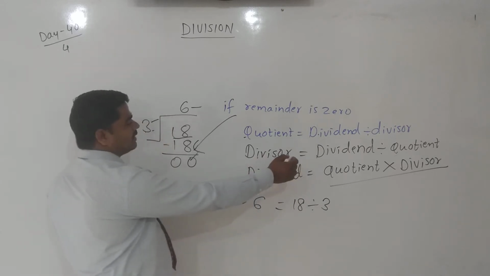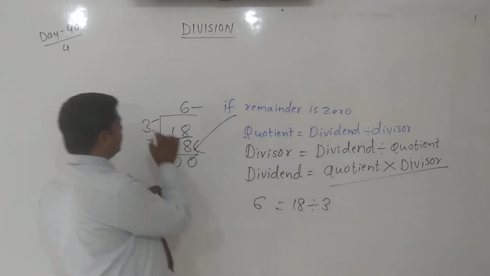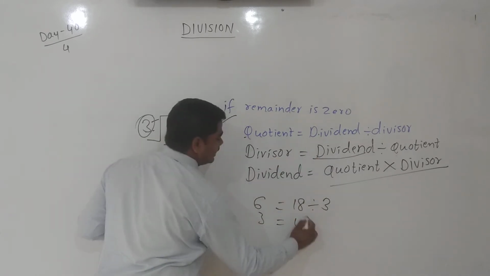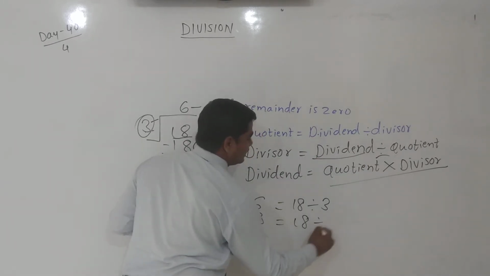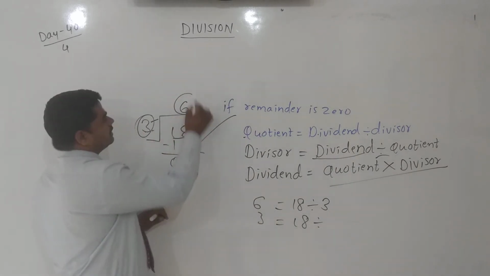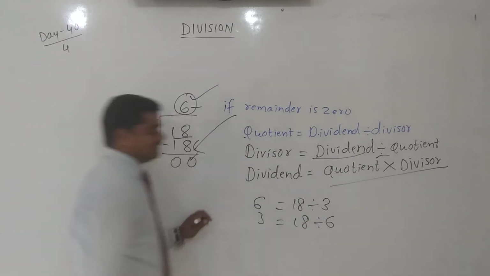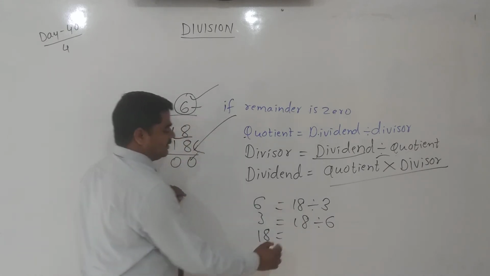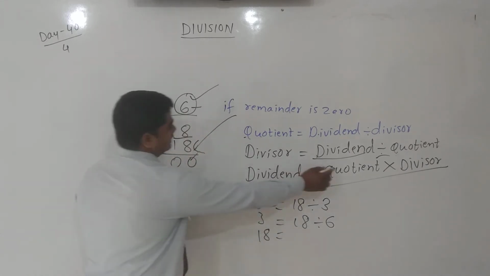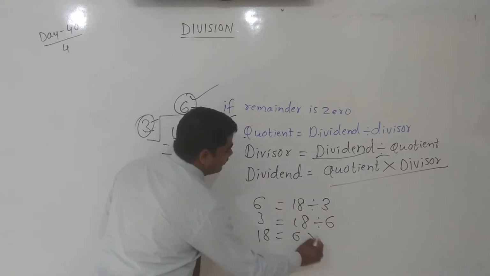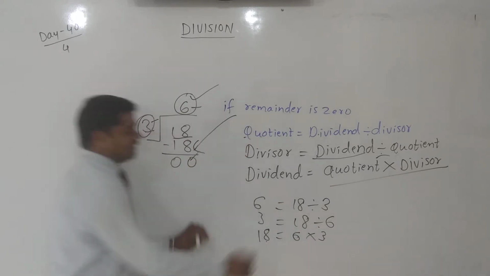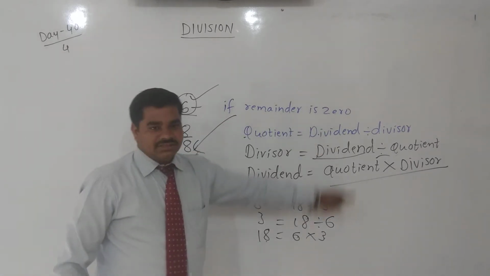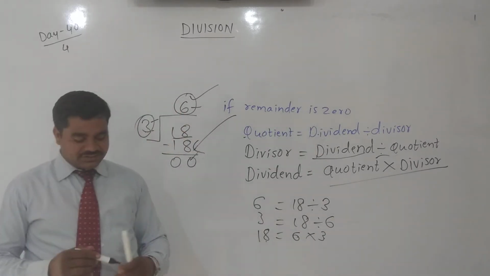Next, divisor is equal to what? Divisor 3 is equal to dividend 18 divided by quotient. The quotient we got is 6, right? This is the answer. And one more: dividend is 18, quotient is 6 and divisor is 3. 6 threes are 18. These are the terms. If the remainder is 0, then we can say this is the division fact.